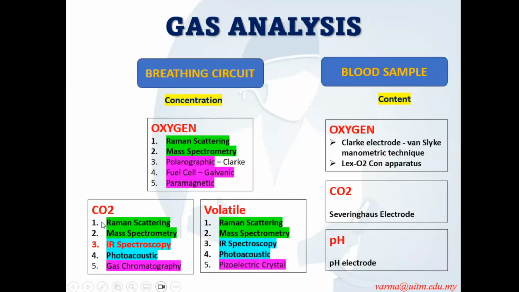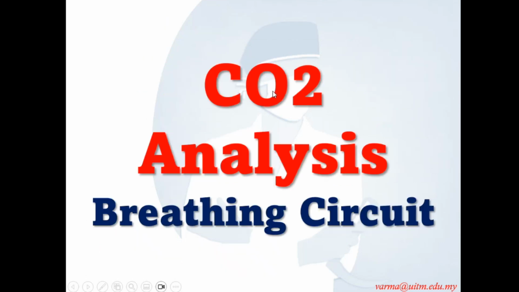Today we're going to concentrate on carbon dioxide. Okay, we know there are 5 different types of analyzer: Raman scattering, mass spectrometry, IR spectroscopy, photoacoustic, and gas chromatography. What is important here is IR spectroscopy. That is the most commonly employed carbon dioxide analyzer in our GA machines and ventilators. Whereas for chemical measurement in a blood sample it is the Severinghaus electrode. So today's topic on capnography will go in depth about IR spectroscopy.